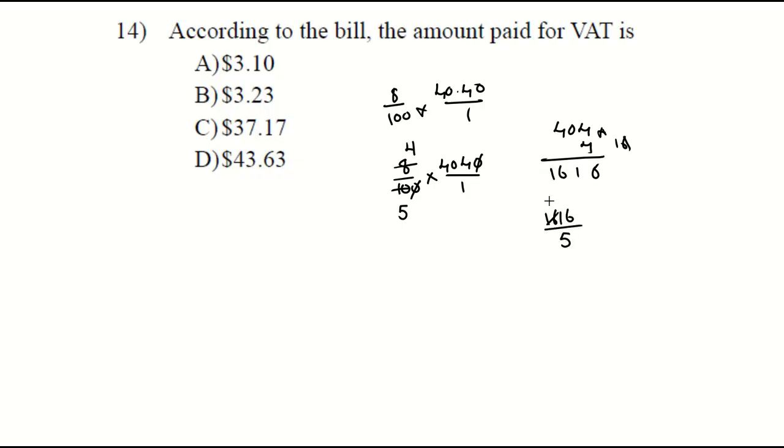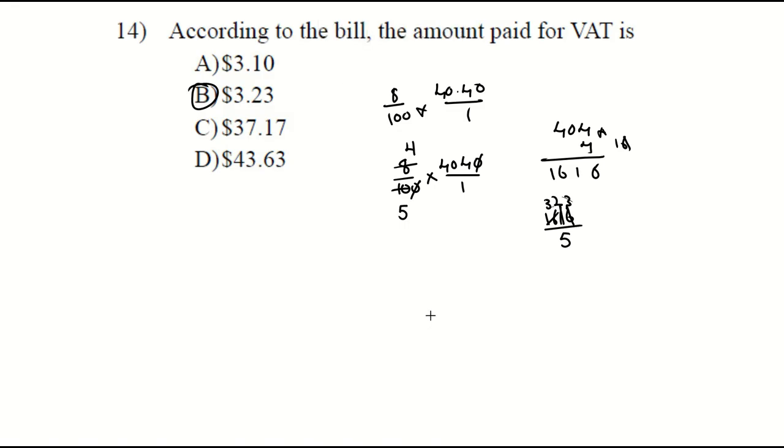5 could go into 16 3 times, remainder 1. 5 into 10 is 2 times, and then remainder 1 again, 5 going in 3 times. You're looking for something that has 3. The only one that is is B. So the answer will be $3.23. That's the only logical answer for this. They didn't even ask you for the total amount. The answer would be $3.23. Right? And that is how you would do this question.